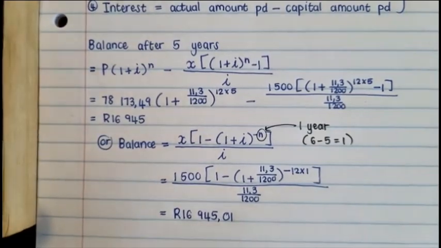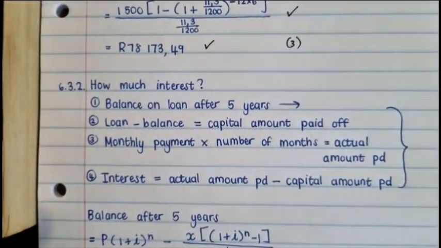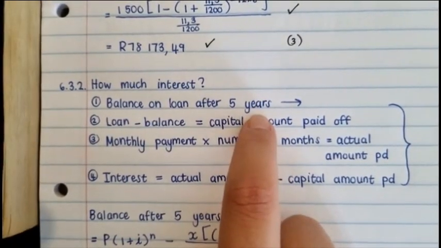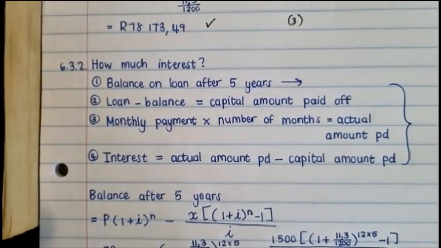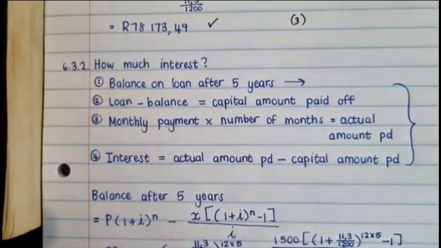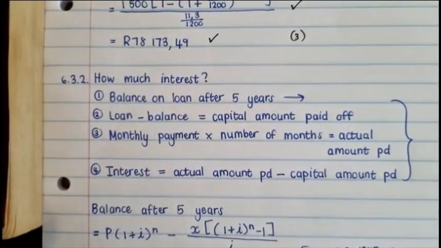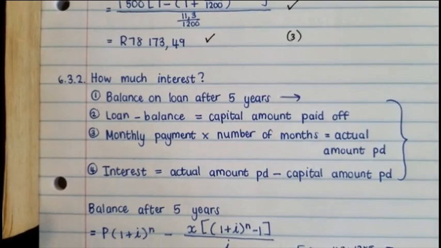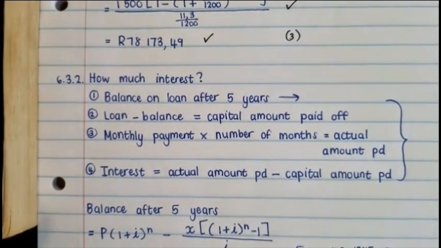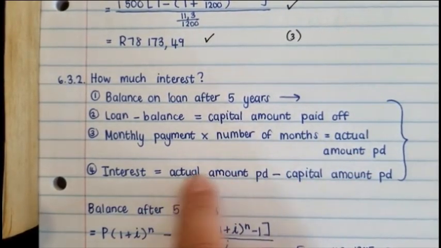Both are fine. Okay, so that was now a very long explanation for the first step of this question. We found the balance on the loan after 5 years. Now, in order to find the capital amount that she's paid off, we need to take the actual loan, which was this, 78,000, and we need to minus the balance on the loan. That amount is then how much of the actual loan she has paid off. And that we must minus from the actual amount paid.